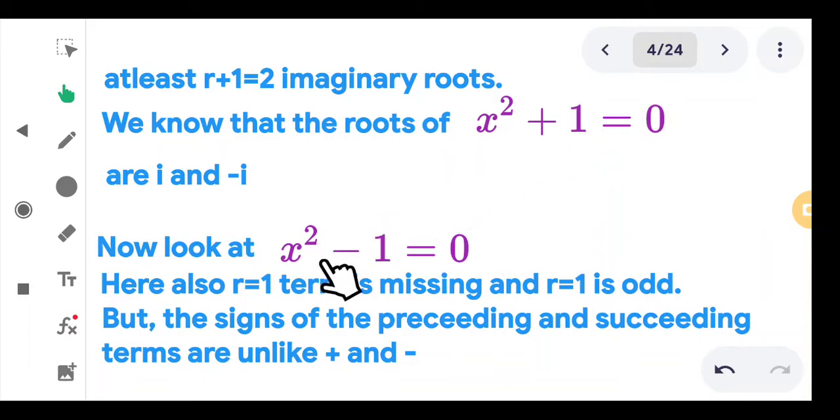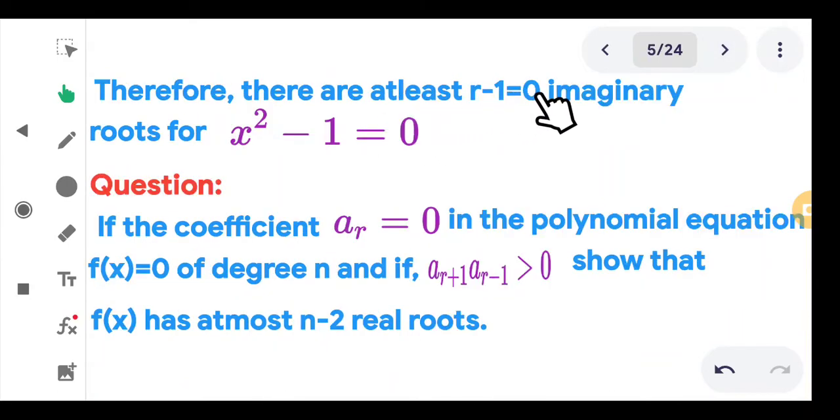And in the case of x square minus 1, here also the coefficient of x is missing, but the coefficient of x square is 1 and the constant term is minus 1. They are unlike. Therefore there are at least r minus 1 imaginary roots. Therefore r minus 1 is actually 0, r is 1. Therefore 0 imaginary roots. That means both of them are real.